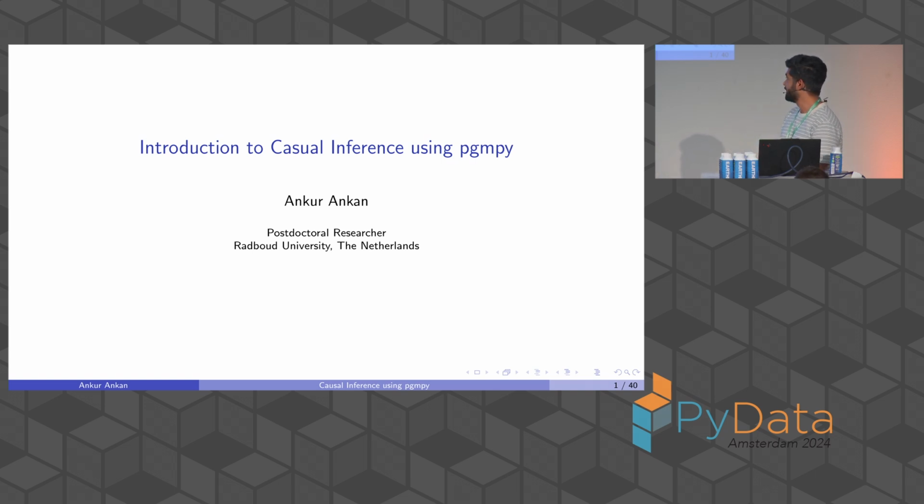I'm Ankur, and I'm currently a postdoc, and I work mostly on causal discovery and causal identification. And this is also my first PyData, so I do not know the audience very well. So I was wondering, how many people here use or work with causal inference? Okay, not a lot, but okay.